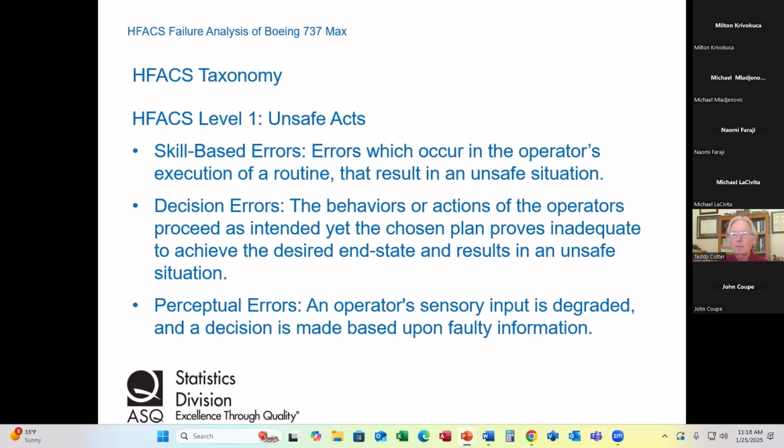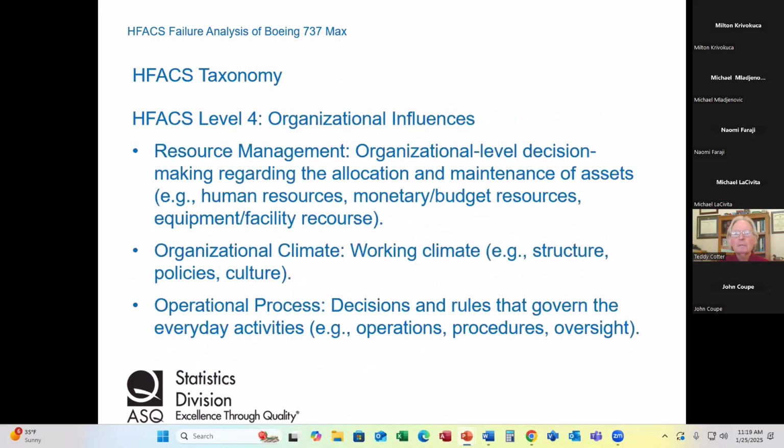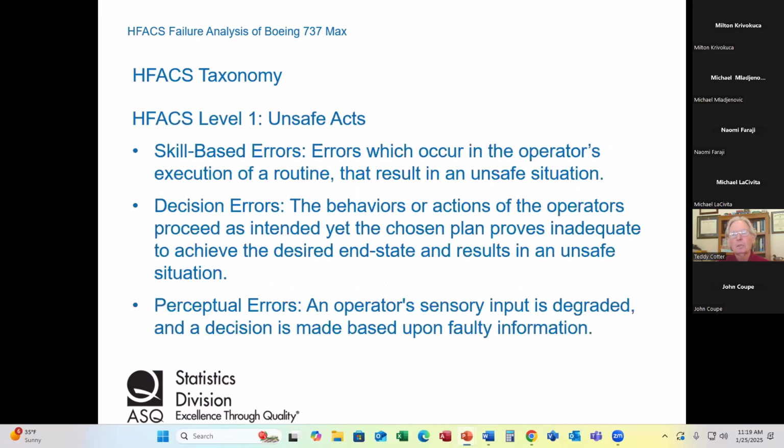Perceptual errors are where operator sensory input is degraded, and a decision is made based on faulty information. And I think I left out, that's the errors. Violations are clear. We had a routine that wasn't followed, or there was an exception to a routine, and they developed the best solution they could, but that exception resulted in a failure or an incident.